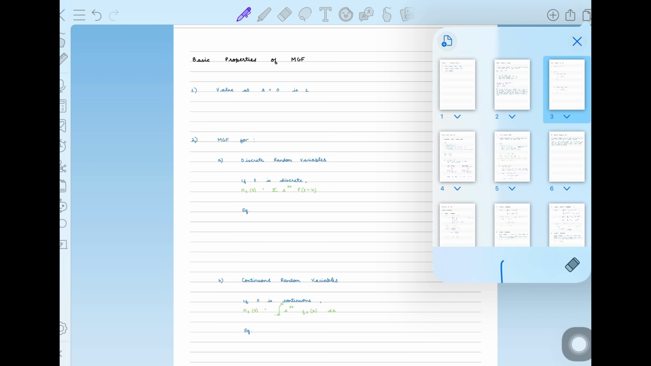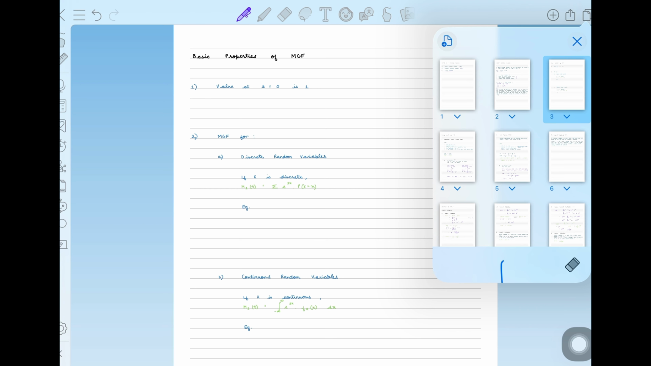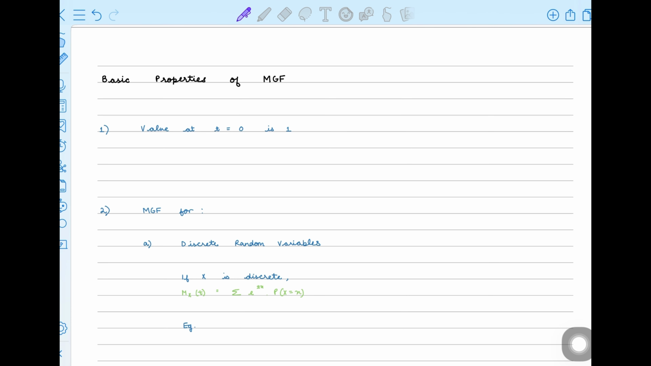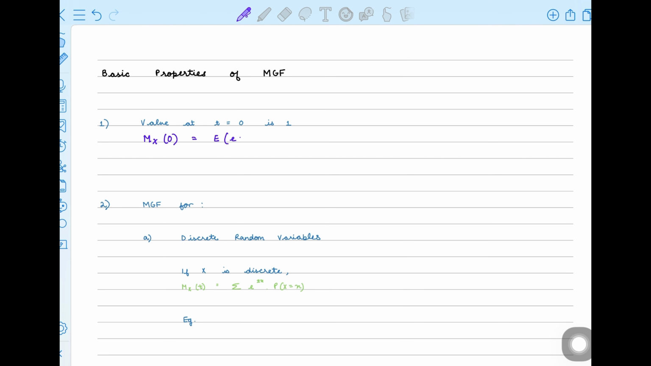Now, let's discuss some of the important basic properties of MGFs. Starting with the first property, the value of MGF at t equal to 0 is 1. We start by writing our function and putting 0 in place of t. The MGF is given by the expectation of e to the power tX. e to the power 0 is essentially equal to 1. This gives us the expectation of 1, which will be equal to 1, thus proving that the MGF at t equal to 0 is equal to 1.